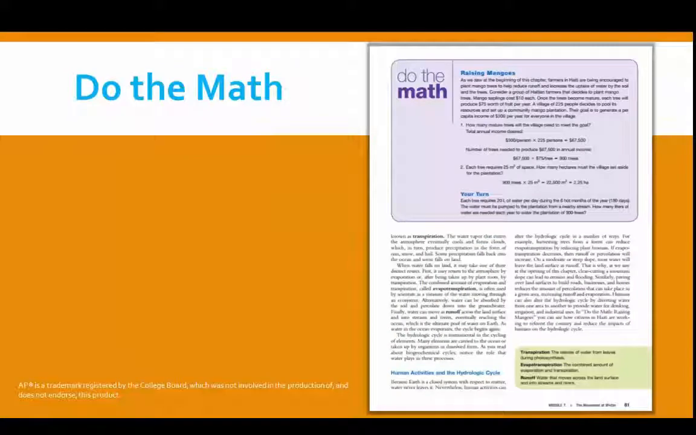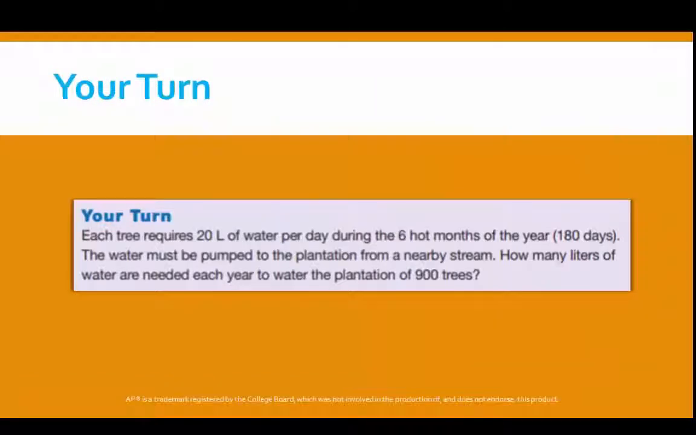Among the biggest challenges on the AP Environmental Science exam are questions that ask students to use math skills. Do the Math boxes show students how to use the math skills that they need to succeed on the AP exam. Each Do the Math box has a Your Turn practice problem that helps students review and practice the math skills involved. Once students are comfortable with the math skill introduced, they will be prepared for the quantitative problems on the exam.